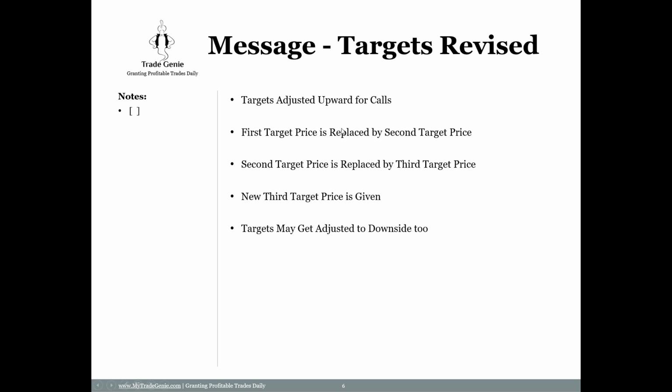So targets are adjusted upward for calls. Most of the time I adjust the targets upward. When I adjust the target, the way I do it, first, second, and third: the first target price is replaced by the second target price. So if the second target was 106 and the first was 103, now the first has become 106. And if the second target was 106 and the third was 109, then 109 is updated on the second target. So now the second target is 109. Now the third target is revised upward. So I may put 111, 112 for the third target.